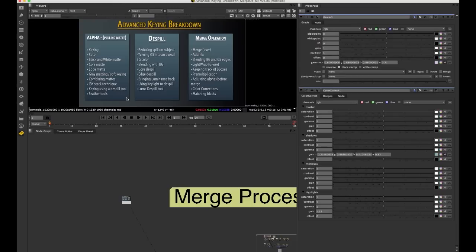Alright, so I only have about one more tutorial for the Advanced Keying Breakdown series. We've gone over alpha, despill, and merge operation. The next tutorial is going to combine all of these sections to make a nice keying script. I've set up a keying template, and we combine all these, and I show you things to avoid, things to look out for, and little clever tricks to help combine the alpha, despill, and merge operation sections together, and problems and solutions. It's a good starting point, and you can adjust it from there. Feel free to use it. I'll include that template script in my next tutorial.